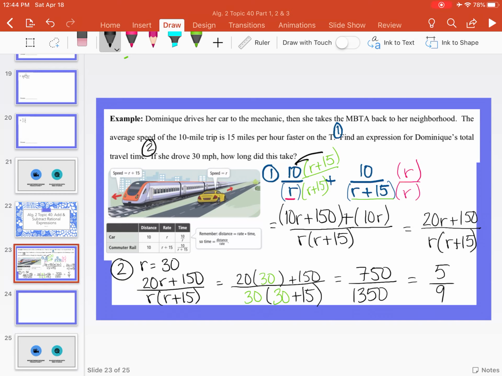And if we think back to our unit, the rate is 30 miles per hour. So this is going to be equivalent to 5/9 of an hour. But what does that actually mean in terms of minutes? How long will it actually take?